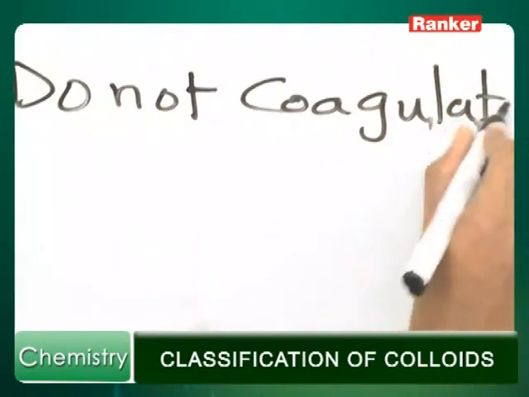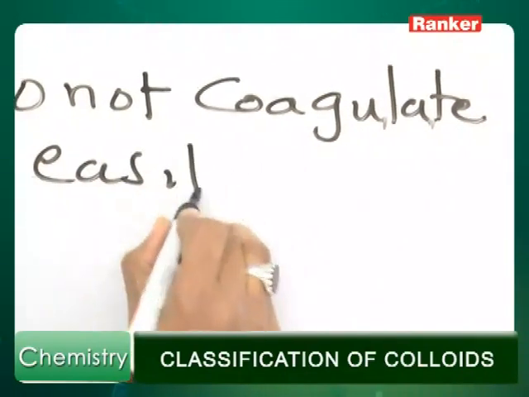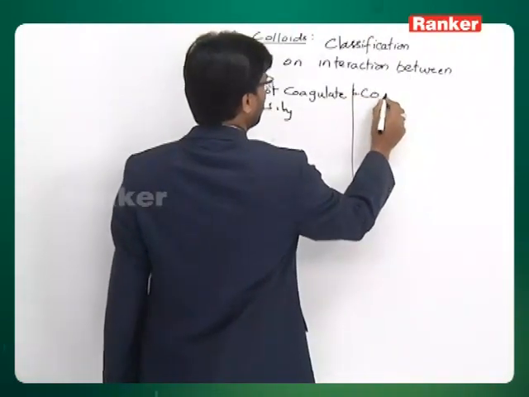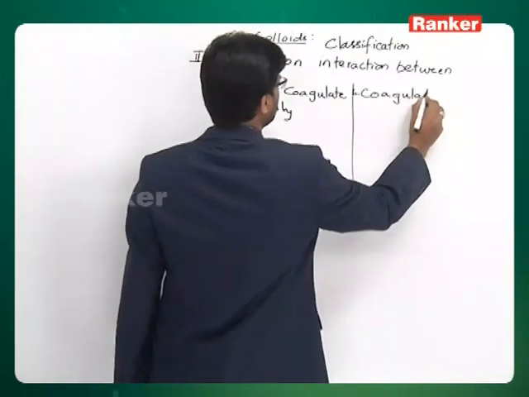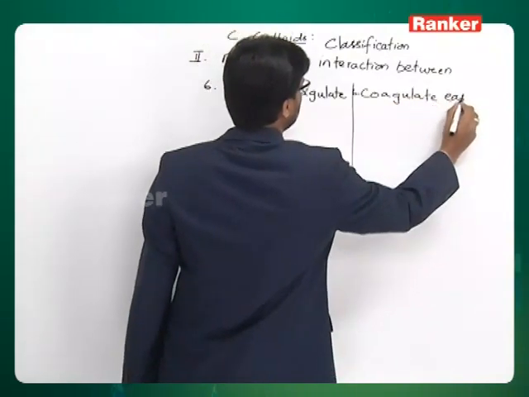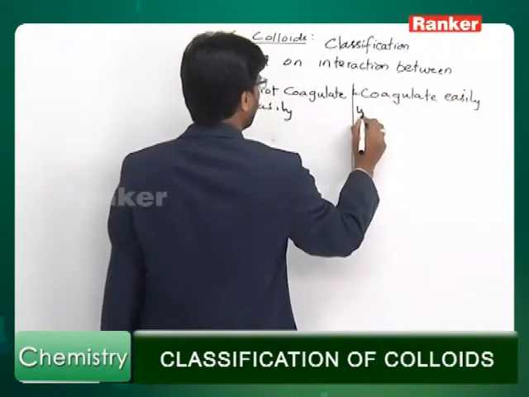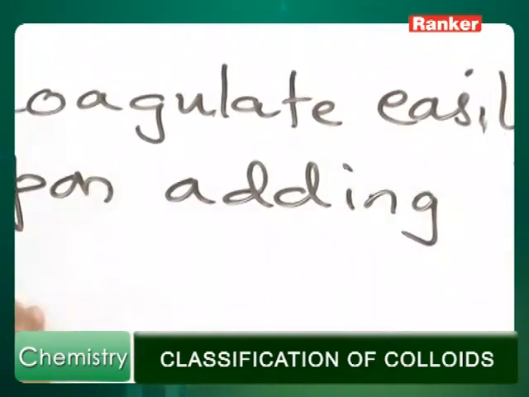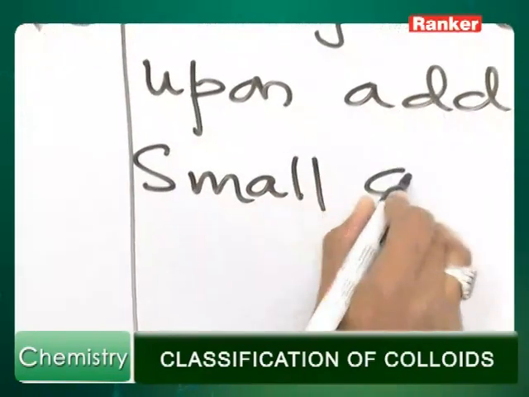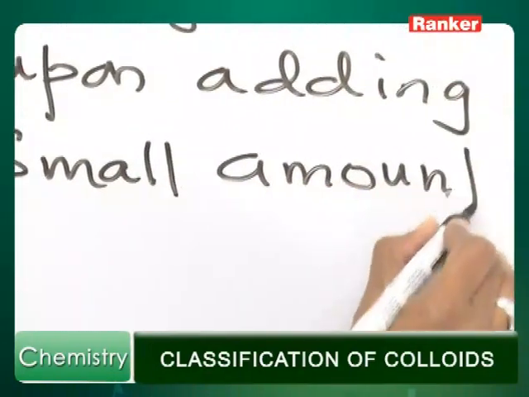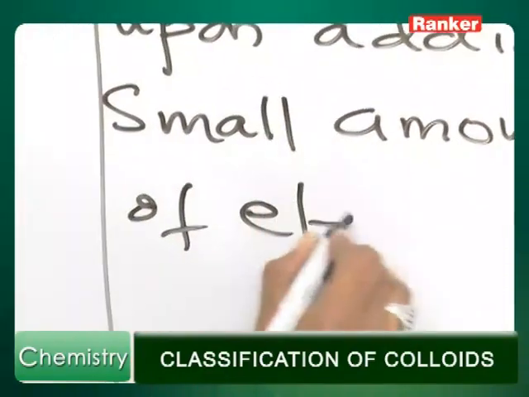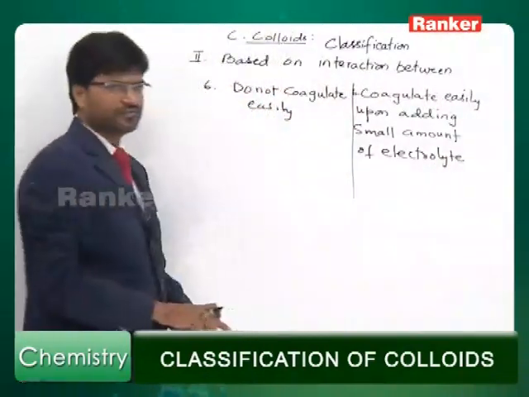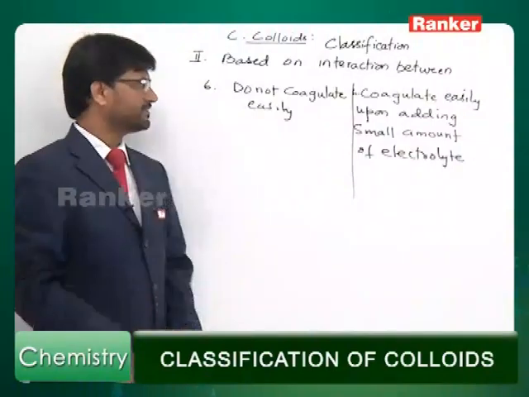Lyophilic salts do not coagulate easily, whereas lyophobic salts coagulate easily upon adding a small amount of electrolyte. If you add a small amount of electrolyte to a lyophobic salt, it gets coagulated.